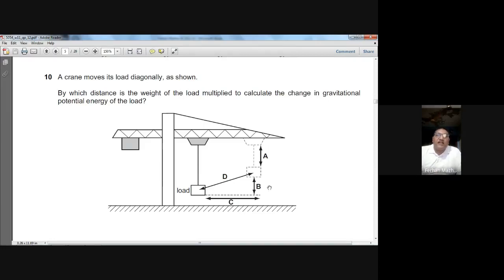So if you look at the diagram, here the vertical height gained by the load is this B. The vertical height gained by the load is B. So multiply the weight with B. So B is the option.